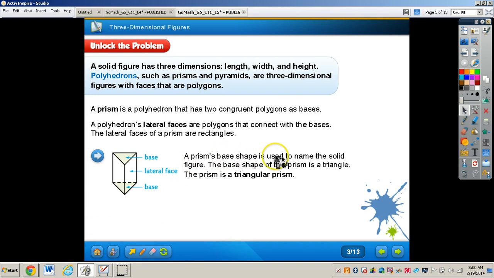So a prism's base is used to name the solid. We can see the base right here is a triangle, and a base right here is a triangle as well. Once again, the two congruent polygons as bases. So a polygon is a base here, a polygon is a base here, and they're both congruent. Remember, same size and same shape as well. The base of this prism is a triangle. So since it is a triangle, the prism is a triangular prism.